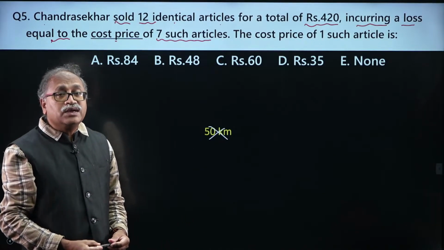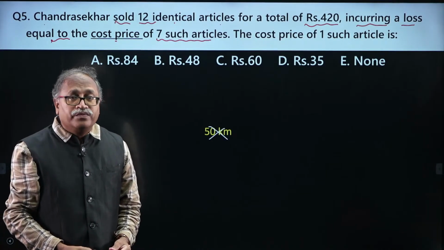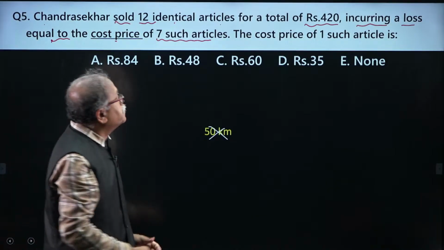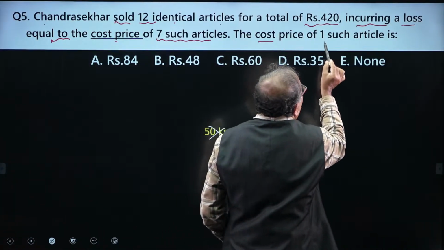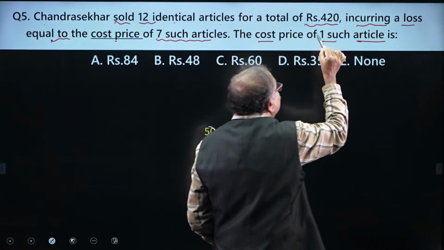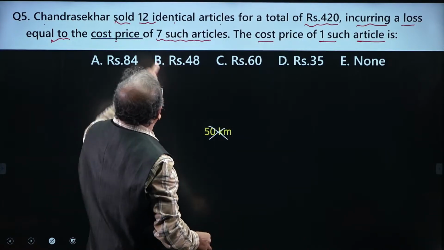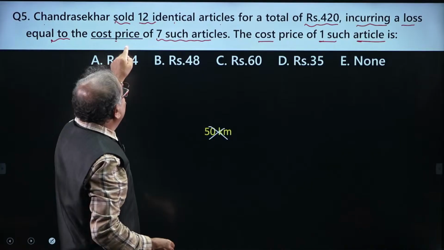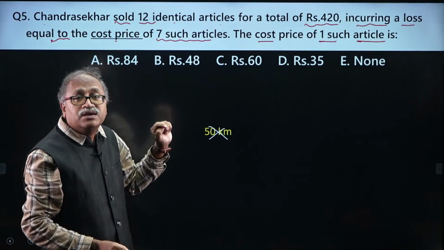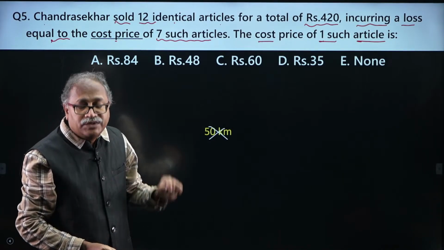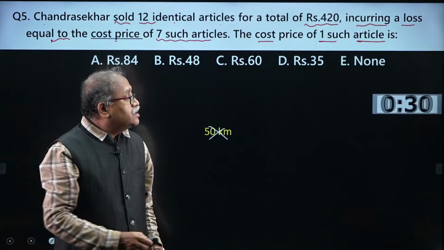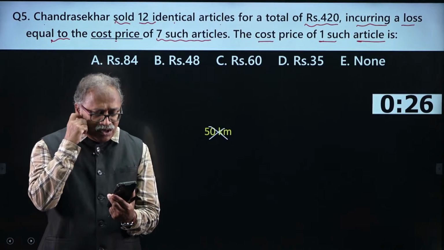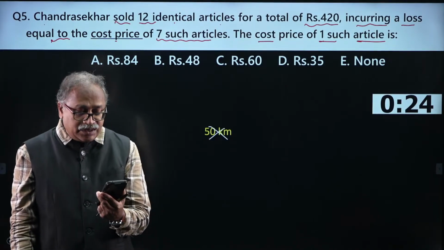Is the loss given in terms of percentage? No, in terms of number of articles. A very frequently asked question this one. Here it is saying cost price, whereas here it is given selling price, and the loss is given in terms of articles, 7 articles. Right, my dear friend, try to answer it, whoever it is, 1%, 100%, it does not matter.